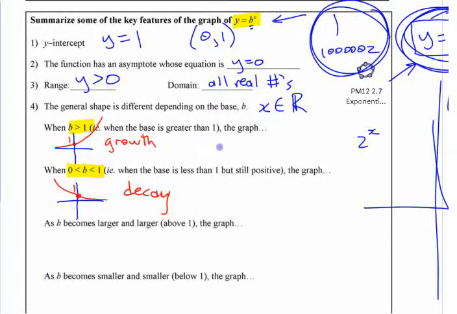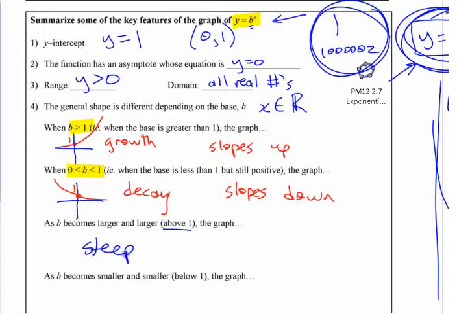You could put in slopes down to the right, slopes up to the right. It's not a constant slope like a straight line, but it does have a negative slope the whole way, or positive slope, right? No, don't put that in there, but it's true. As b becomes larger and larger above 1, the curve becomes sharper, steeper. Curves up more sharply, I don't know.